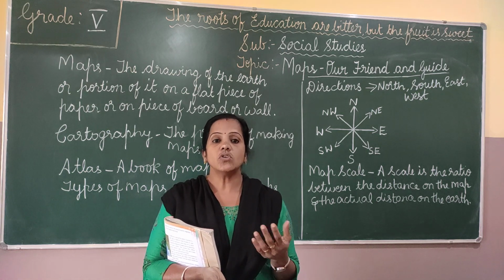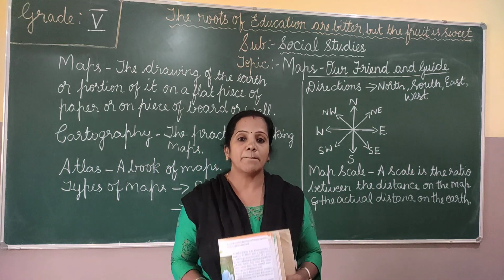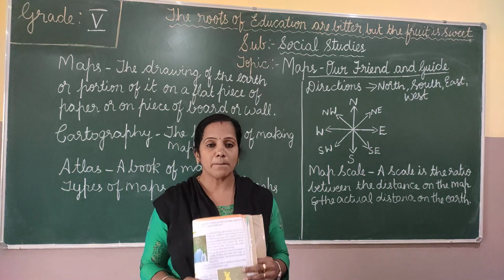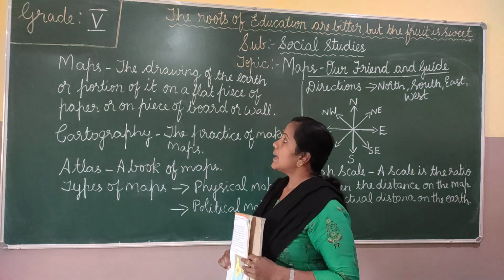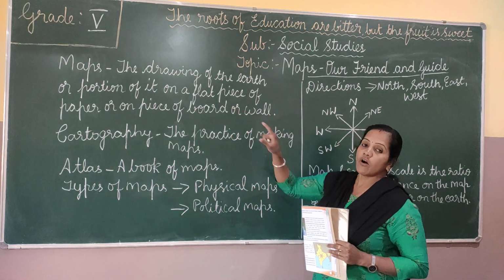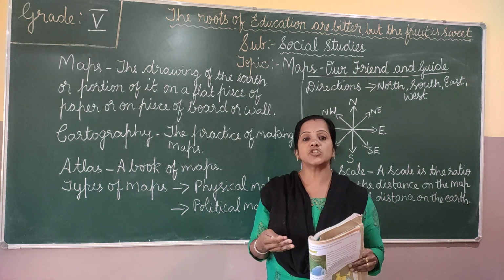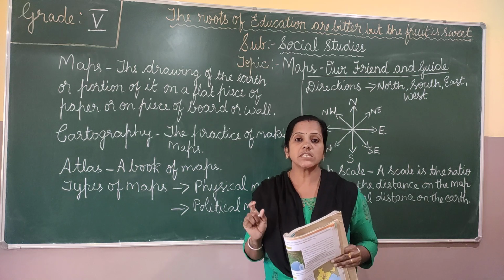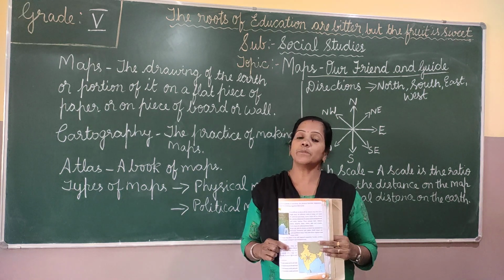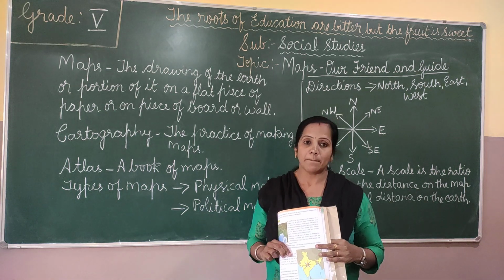So to overcome these shortcomings, we use maps. So what are maps? The drawing of the whole earth or a portion of it on a piece of flat paper, or on a piece of board, or on a wall, we call it a map.